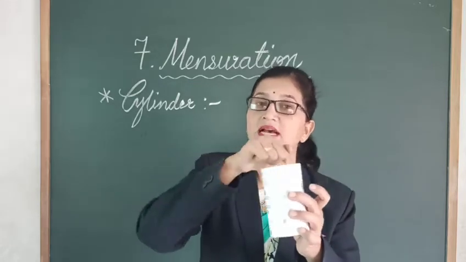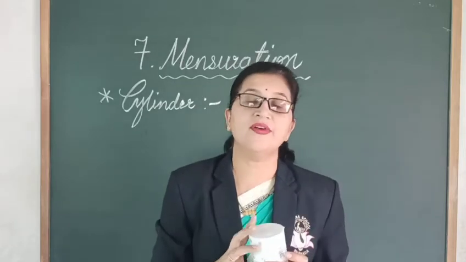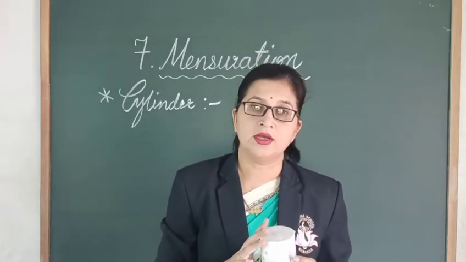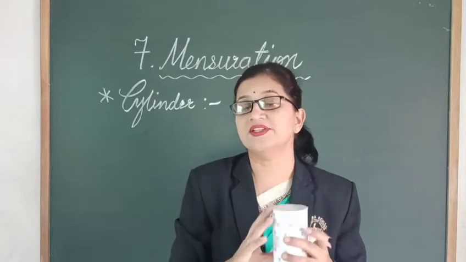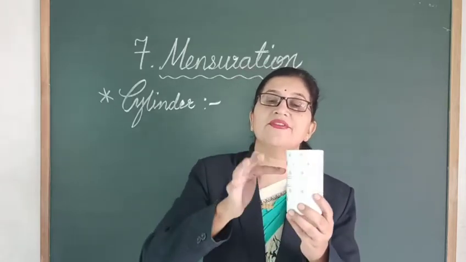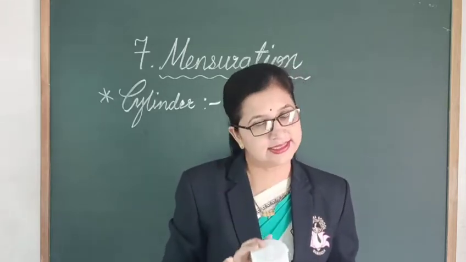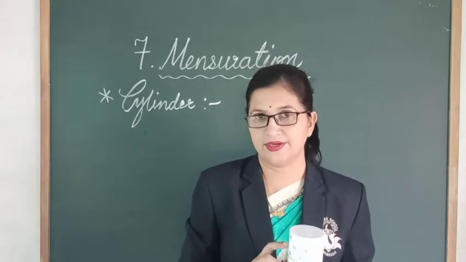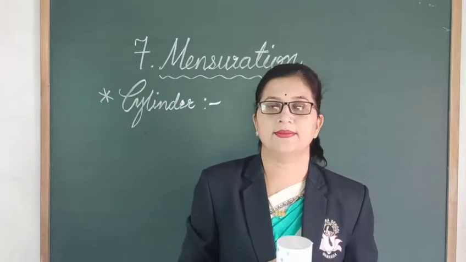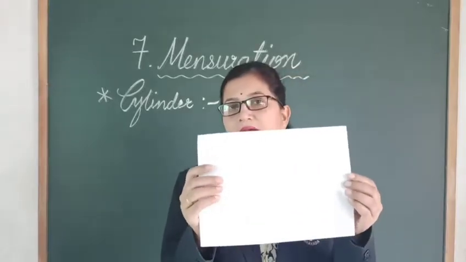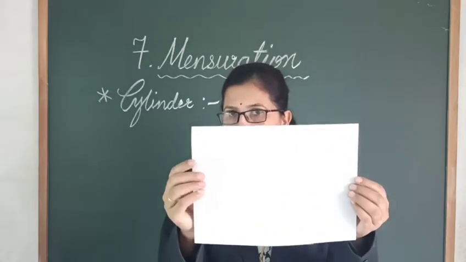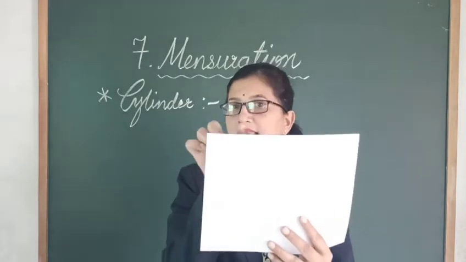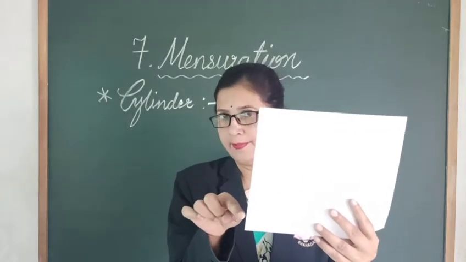From these three areas we got the top and base. Now remaining is this curved surface area. So how to find out the curved surface area? Dear students, let's first find out the curved surface area of a cylinder. For that we'll do a small activity. Now dear students, I have this rectangular page. This is its length and this is the breadth.